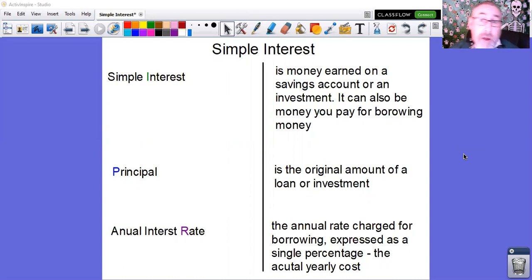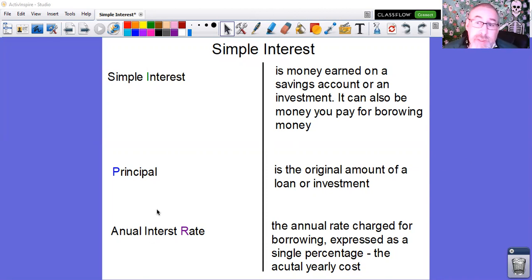All right, so simple interest, or we just call it interest, is money earned on savings accounts or investments. It can also be money that you pay back when you borrow money. So it's what you earn for someone using your money, or it's something that you pay back to other people when you borrow money.